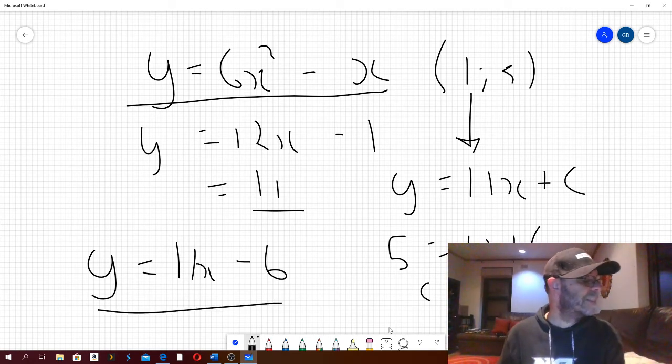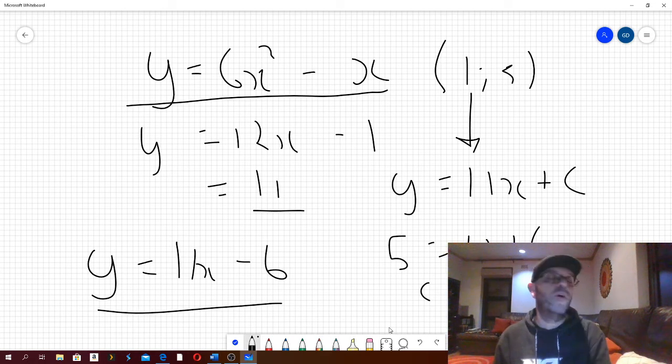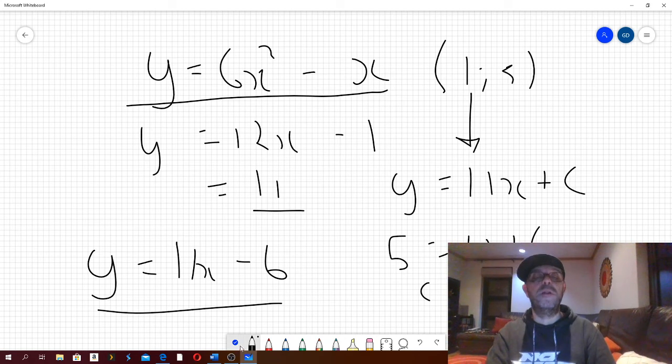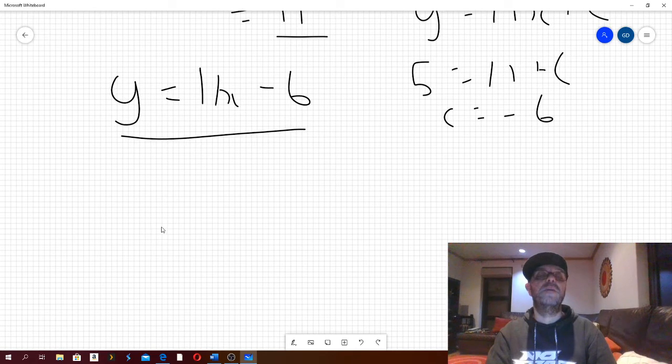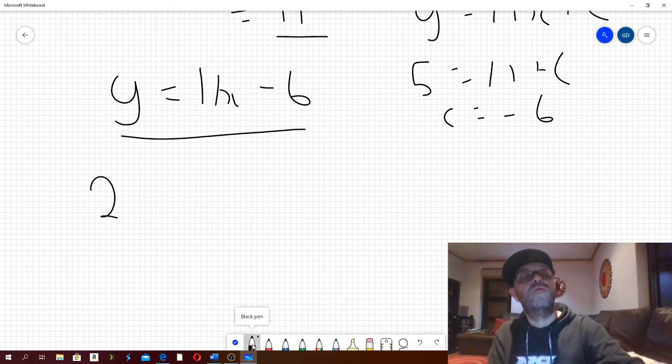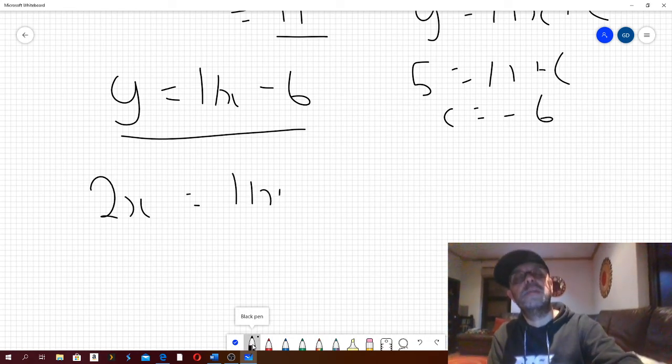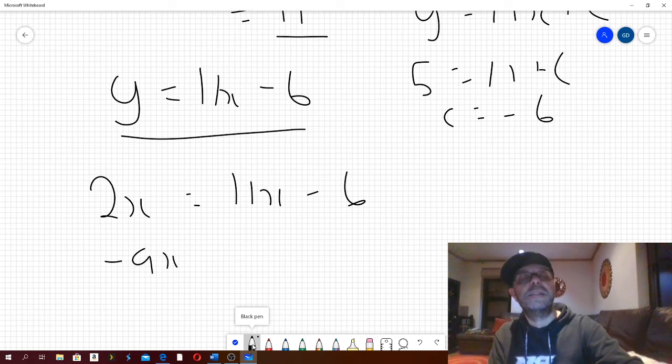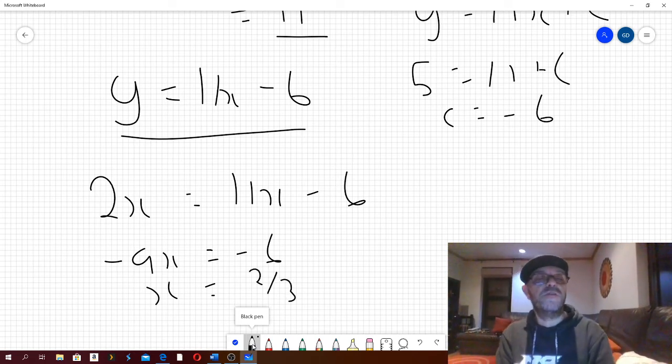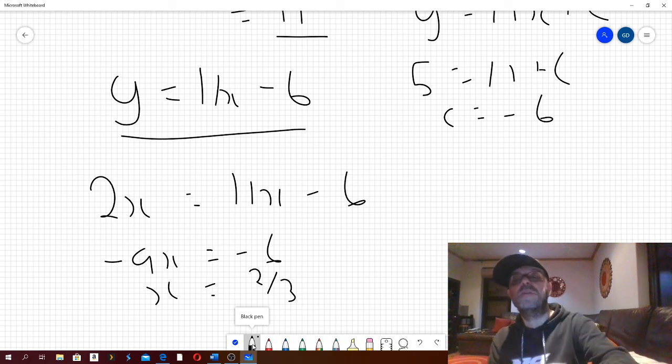Now it says, where does this tangent meet the line y = 2x? Well, that will mean that those two lines must be equal. So we're going to make the line y = 2x equal to y = 11x - 6. And that means that 2x = 11x - 6, which means that -9x = -6, or x is equal to -6 over -9, which is 2/3. If x is 2/3, let's put that into the y = 2x equation.